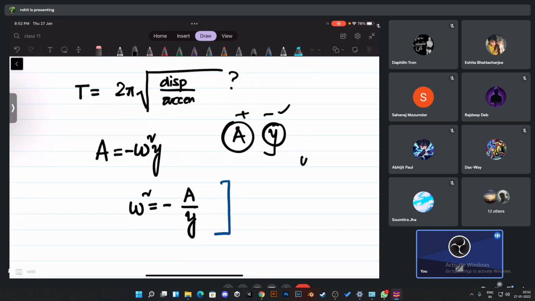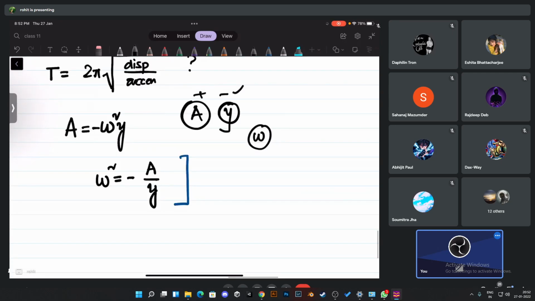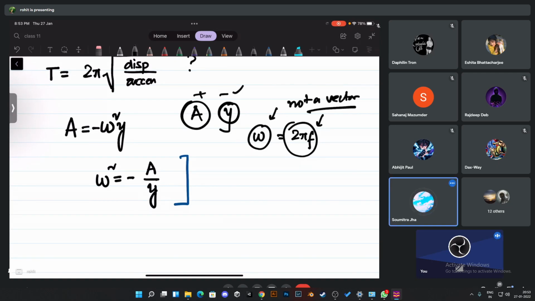But tell me, is omega a vector or not a vector? Not a vector. Omega is 2 pi f. Frequency is not a vector. Frequency is the inverse of time period. Time period is not a vector. So that means omega is not a vector. It is a scalar.